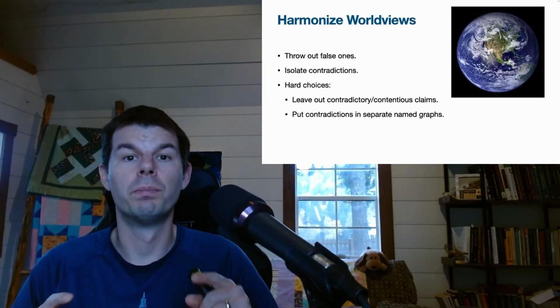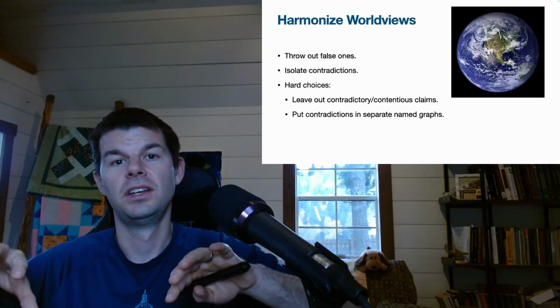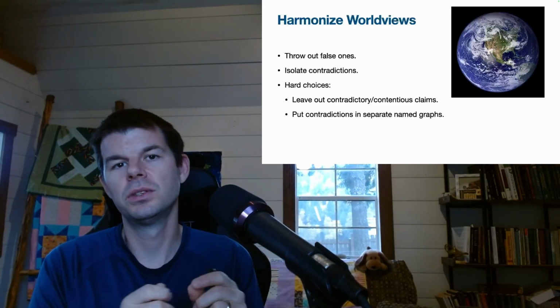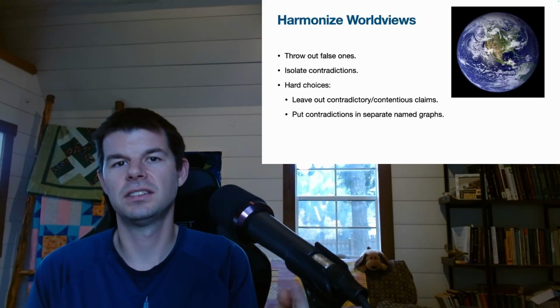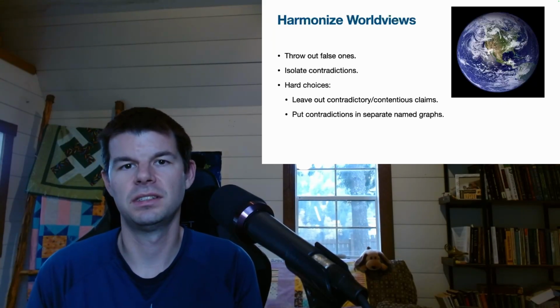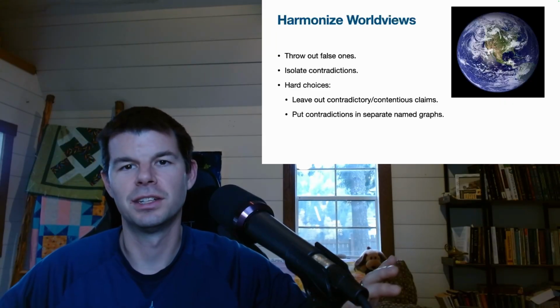Alternatively, we could put both of the contradictions in, but put them in separate named graphs. So there we have one named graph that contains P, the other named graph contains not P, so there's no single graph that contains the contradiction in it, but we could find either of those claims in separate places, kind of separating the fighting siblings into their bedrooms.